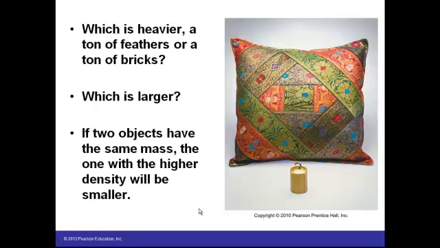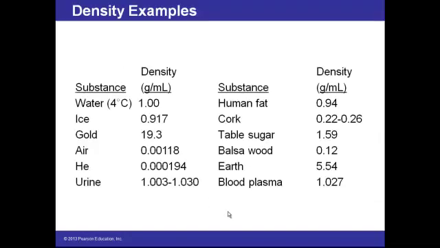So which one is heavier, a ton of feathers or a ton of bricks? Oh, that's a trick question. They're both the same. A ton is a ton. But you can see that the representation of that ton in space is going to be different. The ton of feathers is going to take up a lot more space, or a lot more volume, because the feathers are less dense. The ton of bricks is going to be much more compact, and it's going to take up less space to give you that same weight. So if two objects have the same mass, the one with higher density is going to be smaller. It's going to fit into a smaller compressed compartment. It is more dense.